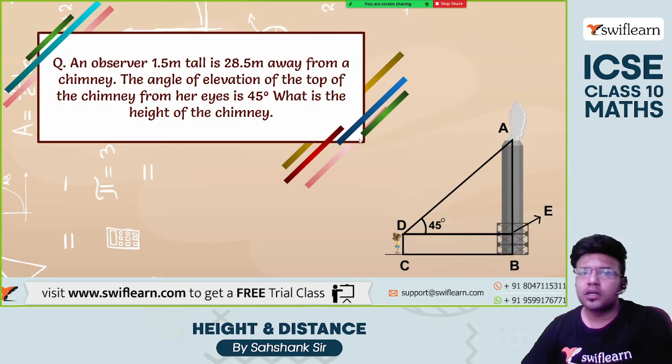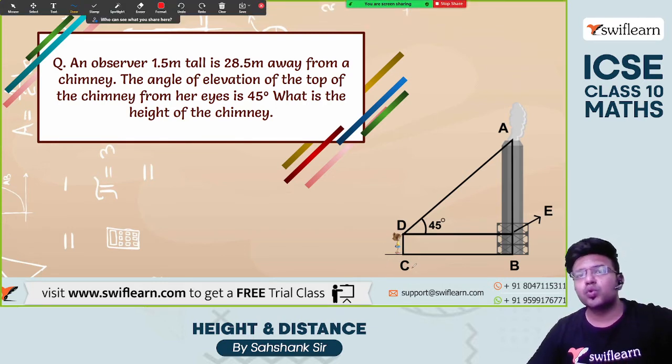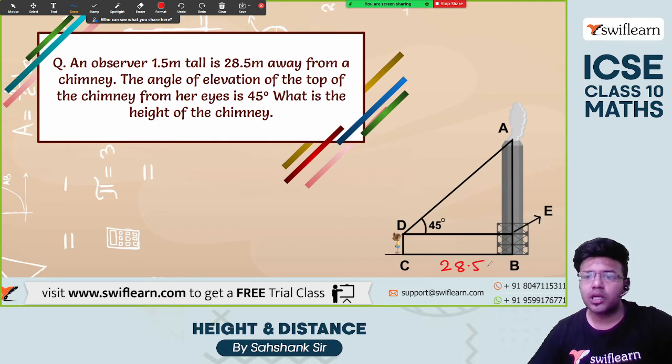An observer 1.5 meters tall is 28.5 meters away from the chimney. He is 28.5 meters away from the chimney. He is 1.5 meters tall. The angle of elevation of the top of the chimney from her eyes is 45 degrees. What is the height of the chimney? Let the height of the chimney be AE plus EB. We know EB is equal to the height of the observer, which is 1.5 meters. Now this distance DE is also 28.5.